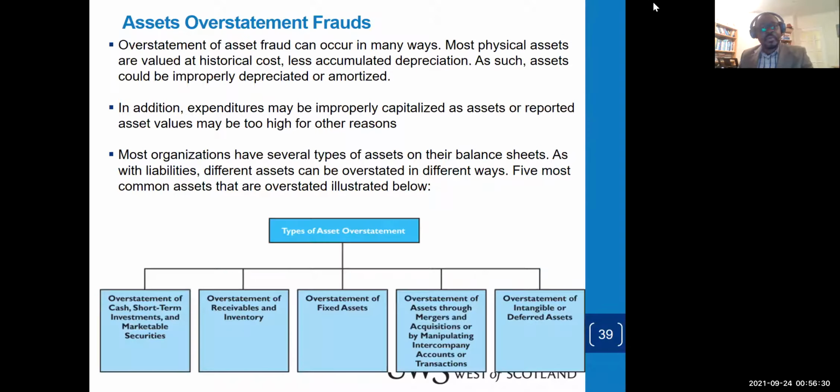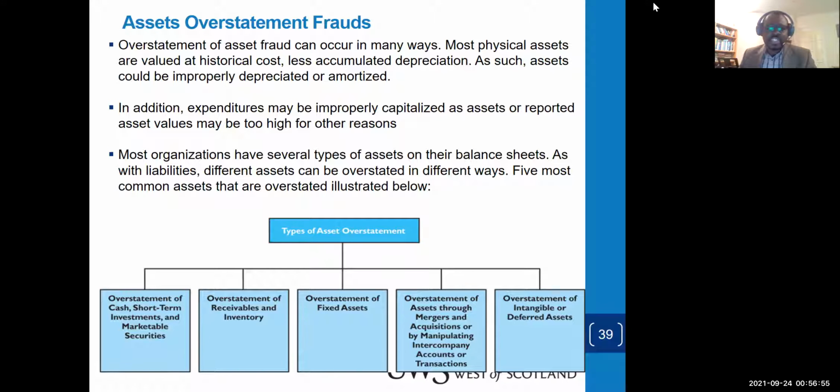Okay. Now, assets could also be overstated. That's the reverse. They will understate liabilities so that the net effect in terms of expenses or the outlook for investors who want to invest will look beautiful. They could also overstate assets. They can also overstate revenue, but we're not going into revenue.